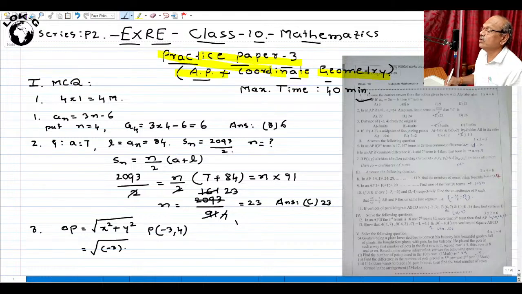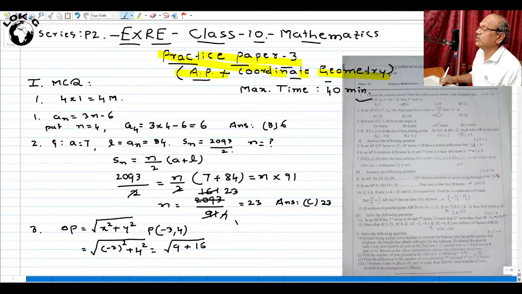You can easily solve. Knowledge based: minus 3 square plus 4 square. Simplify this carefully. Do not have tension. With a cool mind you solve. 9 plus 16 is root of 25, which is 5. Yes, the correct answer among the given is C, which is 5 units. Don't forget to write the option as well as the answer.